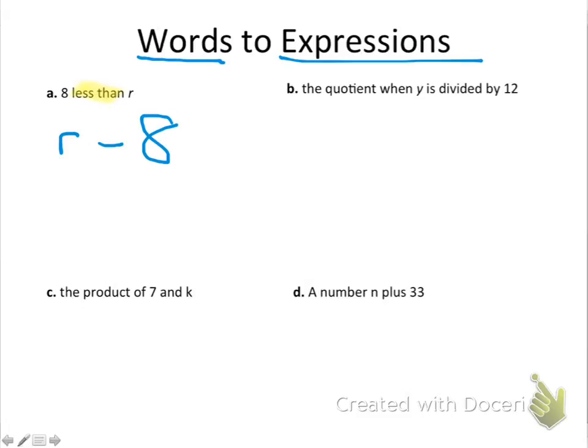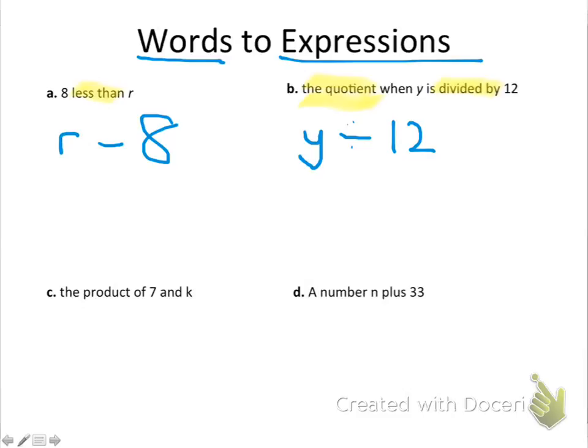The quotient when y is divided by 12. So let me read that again. The quotient when y is divided by 12. The quotient is a word for the answer to a division problem. So in this case, what this sentence is saying is y divided by 12. And because this is division, there's two different ways we could write it.